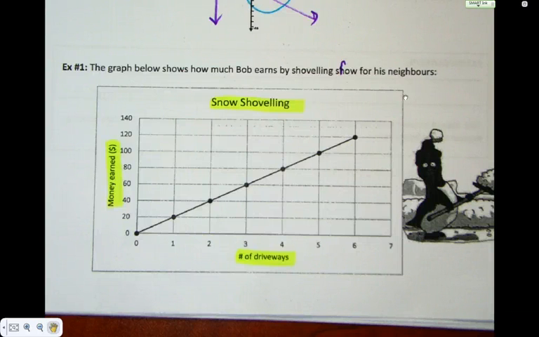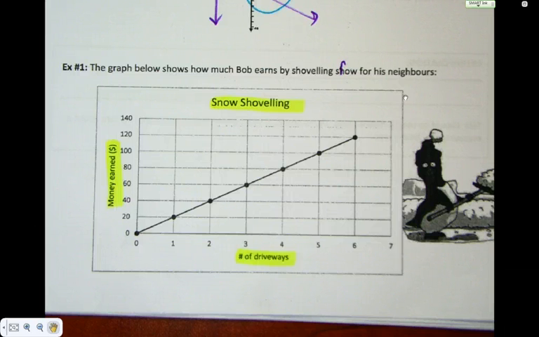So the skill we're doing is called interpreting graphs, and that just means answering questions and getting information off a graph. So the first question is, how much does Bob earn by shoveling 3 driveways? What are the key words in there? 3. How much? Anything else you think is important? Earn, okay, because that tells you it's earning money.